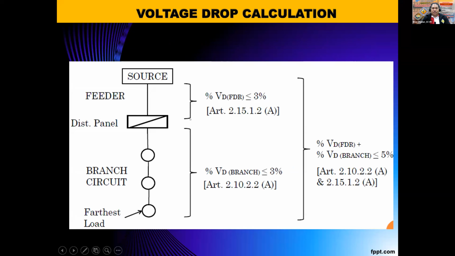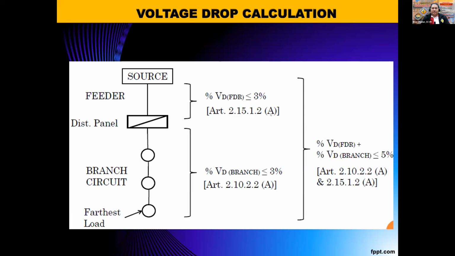So from source to first distribution panel, dapat hindi lalagpas ng 3%. And from the first distribution panel to the farthest load, dapat hindi lalagpas ng 3%. Para masiguro natin na from source to load talaga hindi lalagpas ng 5%. So ito yung dalawang kuha natin dapat i-comply, no? From source to panel less than 3, panel to farthest load less than 3. So guaranteed yan na hindi yan lalagpas ng 5%.